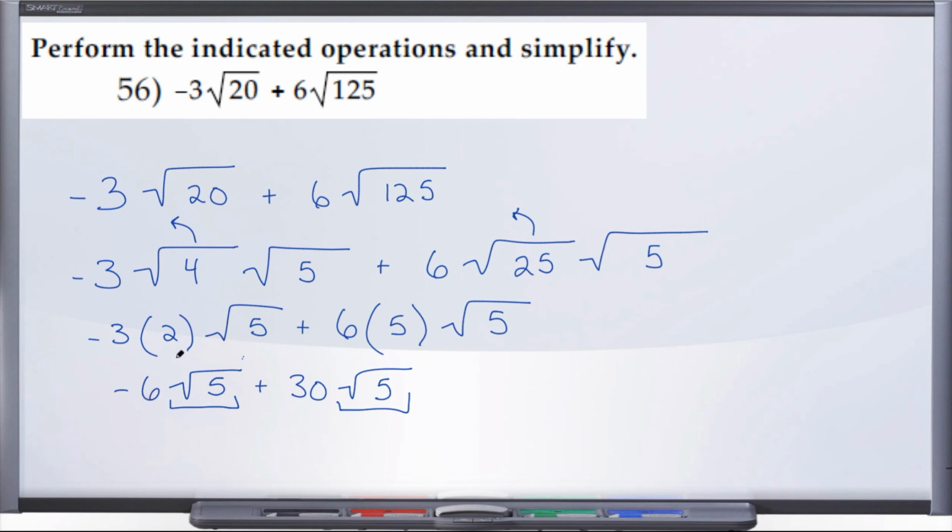So let's look at our coefficients. What is negative 6 plus 30? Well, that's going to give us positive 24, and then we simply rewrite our radical. And so our final answer, after we perform the indicated operation and simplify, is 24 radical 5.